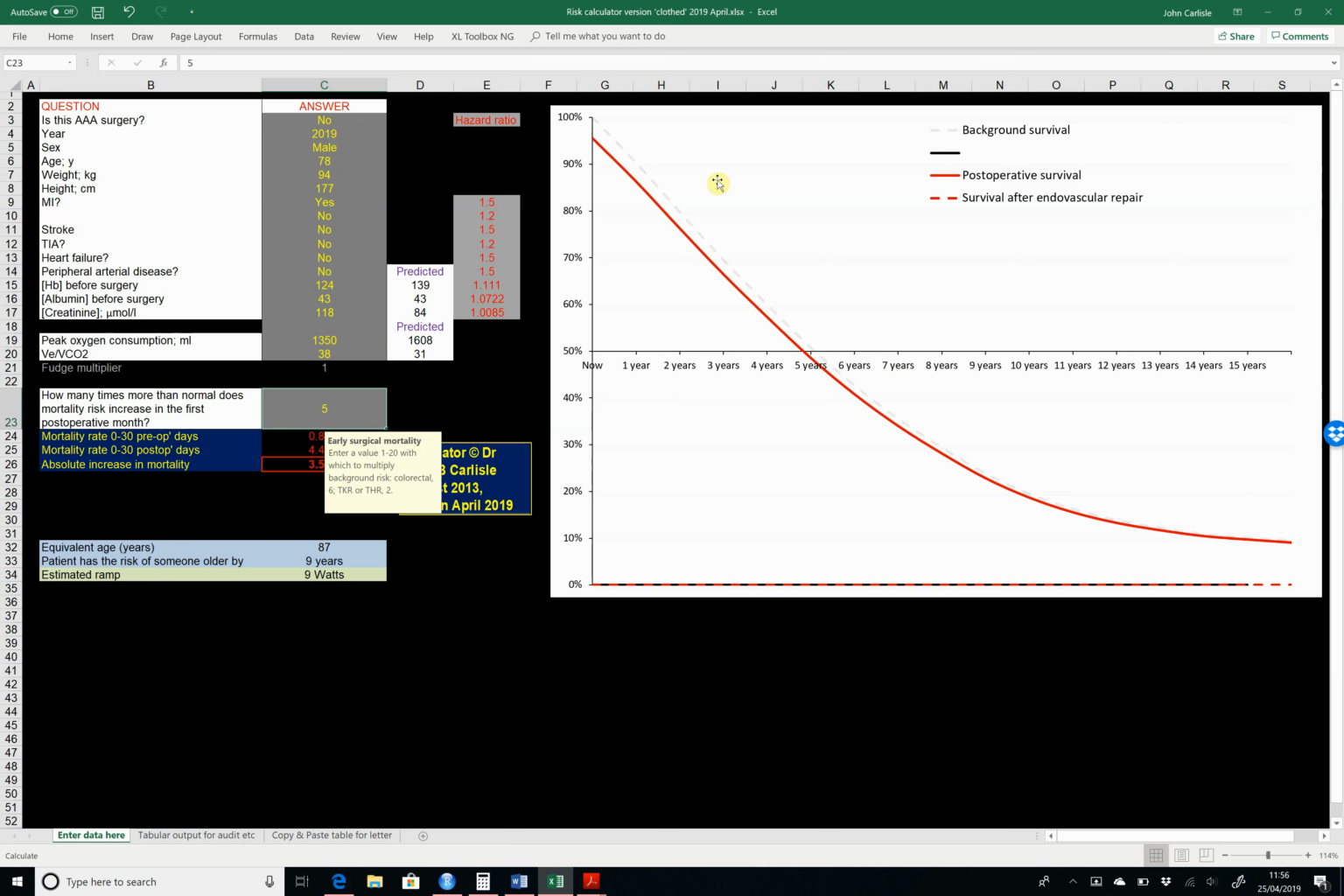So what have we got? We have got background survival indicated by a faint dashed grey line. We have got a post-op survival, so we've just got two survival curves printed out. And for this particular operation, I have said that I think their risk of dying the month after surgery will go up 5-fold, from a background risk of about 9 in 1,000 or 0.9% up to a risk in the month after surgery of about 44 in 1,000 or 4.4%. And there's the difference.